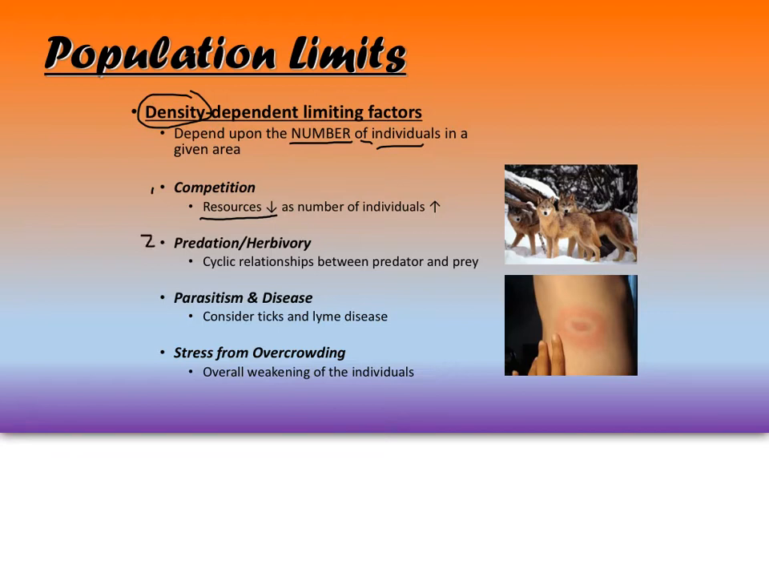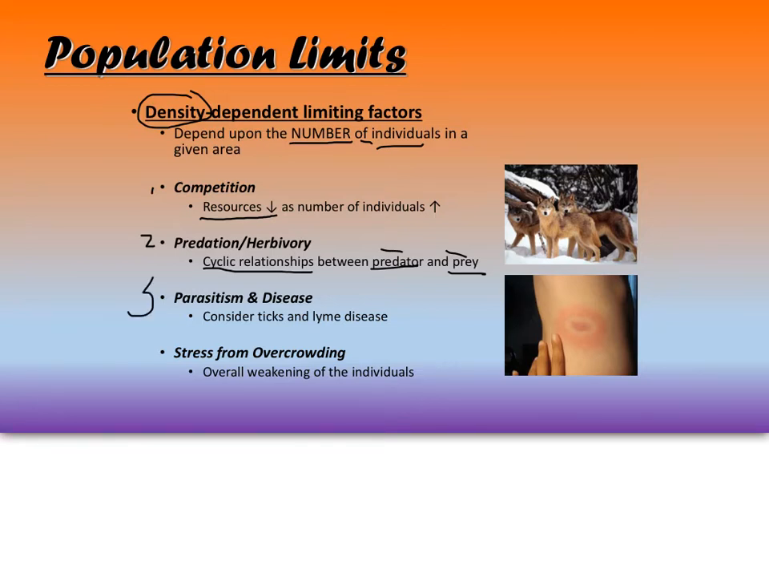Second one is very similar. It's just a specific version of competition, which is predation or herbivory, as we've talked about. We said before that the number of predators will help determine the number of prey, and vice versa. And it's a cyclic relationship. So the more predators you have, they'll eat all the prey, but then there won't be as much food, so the predator numbers go down. There won't be as much hunting, so the prey numbers can come back up, and so forth. So it's a cyclic relationship that helps determine the number of both of these groups of individuals.